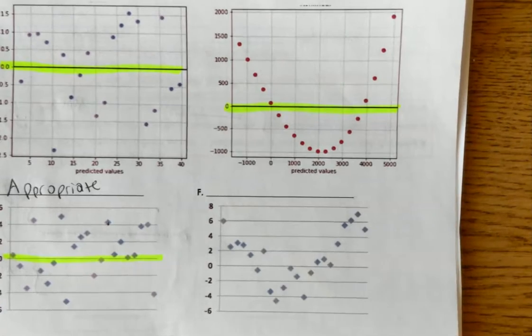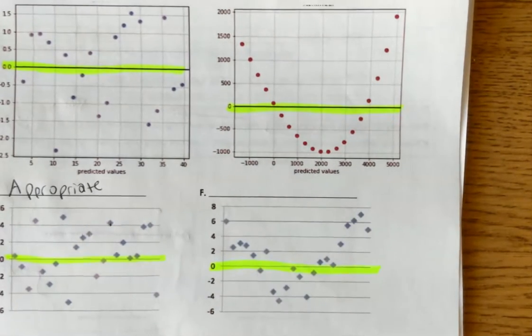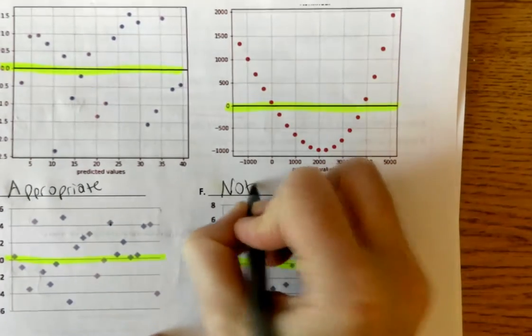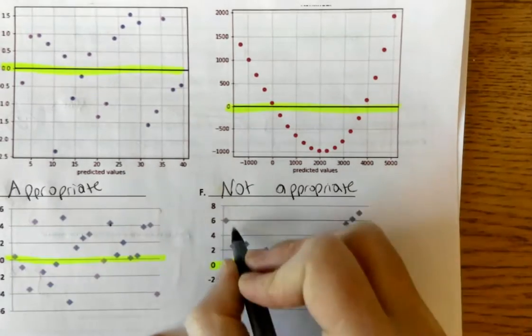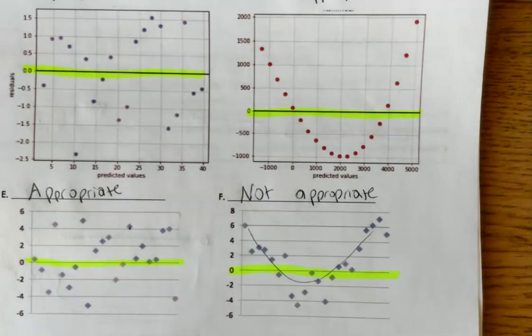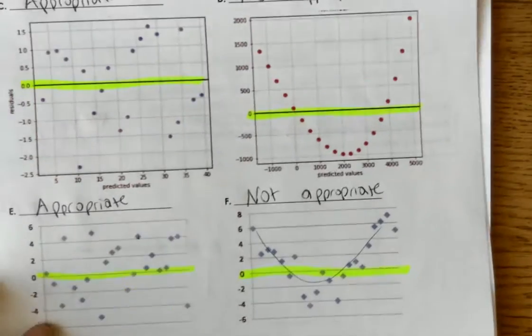All right, what do we think about this? Appropriate or not appropriate? I hope you said not appropriate because you can see that curve that it's got going on. So when I say appropriate or not appropriate, I mean, is the regression model that we use to calculate our predictions, is that an appropriate use of modeling?